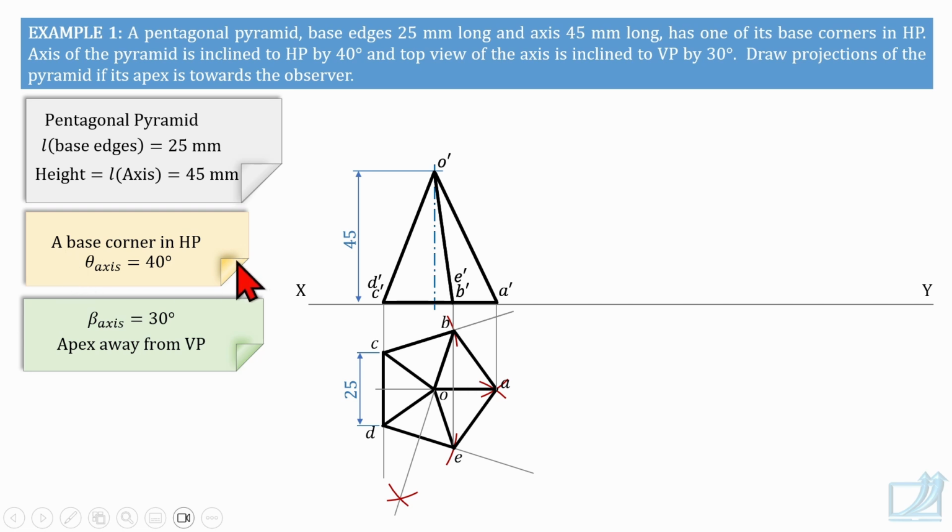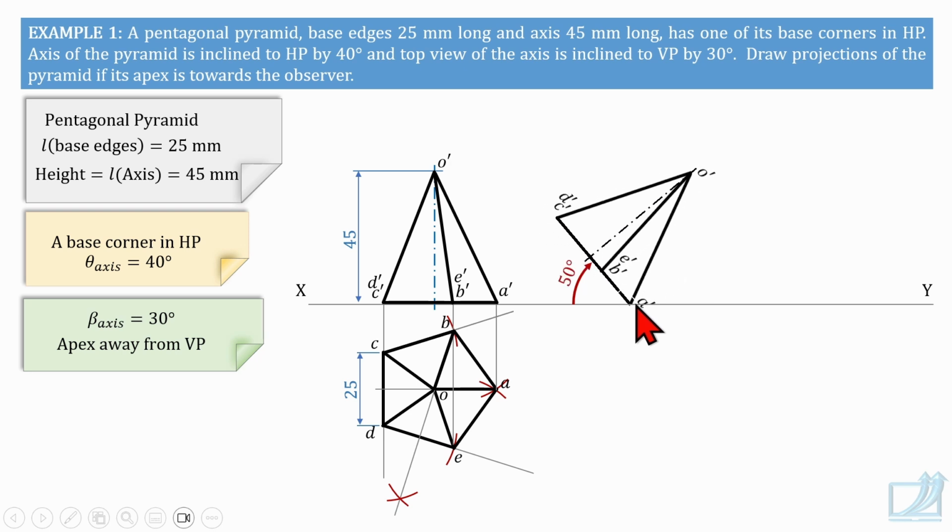So a base corner in HP, right now in this diagram, in the first stage all base corners are in HP, but we want only one base corner in HP. So this is how we are going to do it. Try to understand first, and then I'll explain how to draw it properly using your drawing instruments. Okay. So here this is the first position I've shown in the second stage. We want corner A on the XY line.